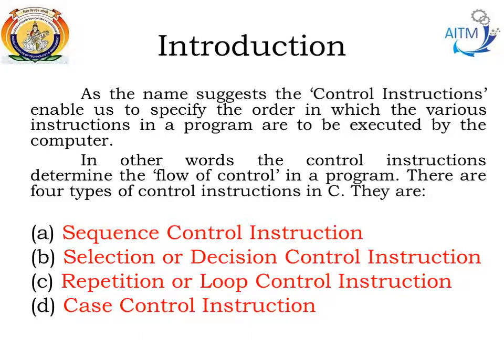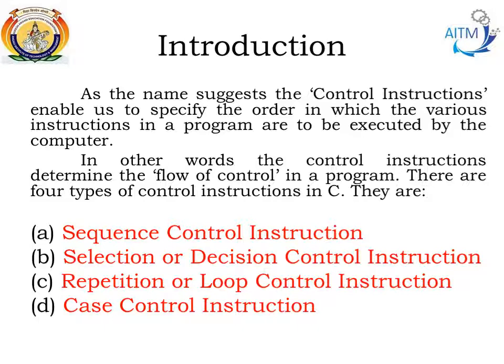In the introduction part, we are going to discuss control instructions. As the name suggests, the control instructions enable us to specify the order in which the various instructions in a program are to be executed by the computer. In other words, the control instructions determine the flow of control in a program. By the flow of control, I mean the way the instructions written in a program will be executed.